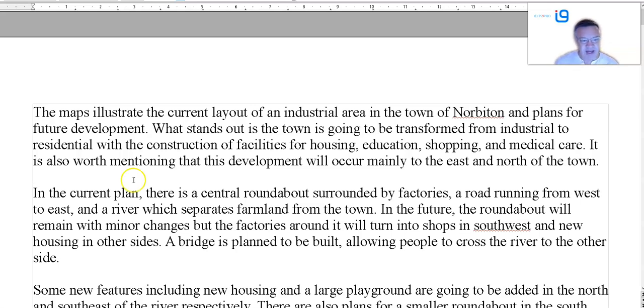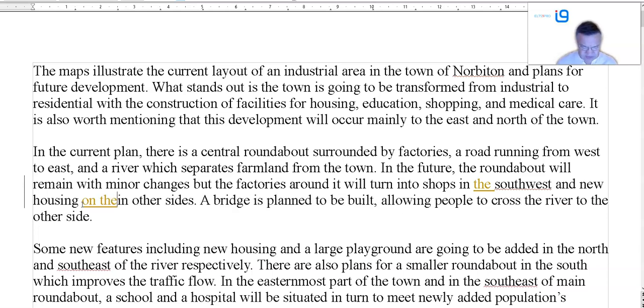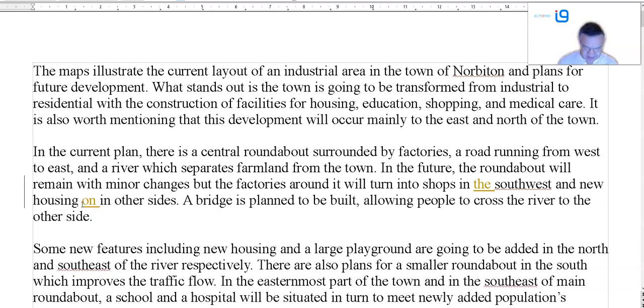"In the current plan, there's a central roundabout surrounded by factories, road running from west to east, a river. In the future, roundabout will remain, into shops, put an article in the southwest, and new housing in other sides, on the other side, or on both sides."